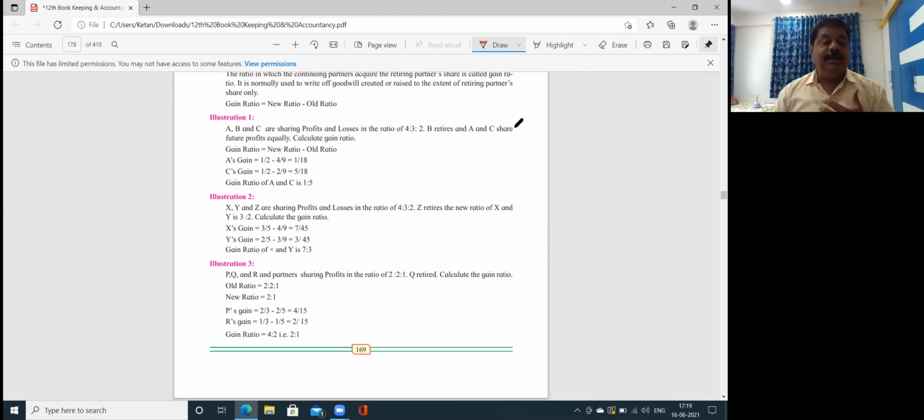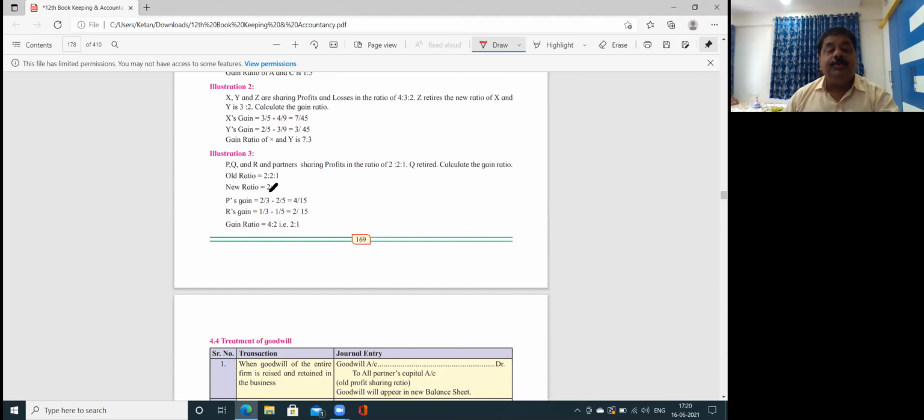Illustration number 2. X, Y, Z were partners sharing profits and losses 4:3:2. Z retires and the new ratio is 3:2. Calculate the gain ratio. So X's gain: new ratio 3/5 minus old ratio 4/9, 7 upon 45. Y's gain: 2/5 minus 3/9, 2/5 new ratio, 3/9 old ratio. So it is 3 upon 45. What is the gain ratio? It is 7:3.